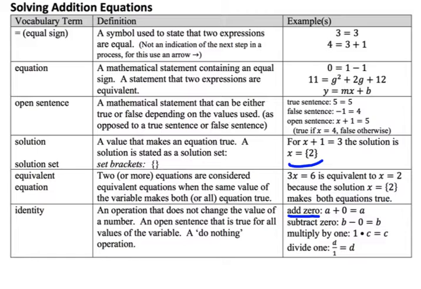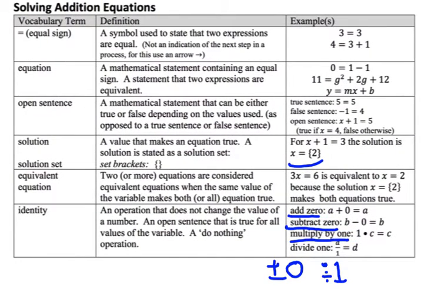Subtracting 0 is also an identity. B minus 0 is B. Multiplying by 1, 1 times C will equal C. Good. Dividing by 1, D divided by 1 is D. So all 4 of those things do nothing. There's the very special number 0 if we add or subtract it, and there's the very special number 1 if we multiply or divide by it. And those give us the operations that are identities because they don't change the value of the equation on either side.